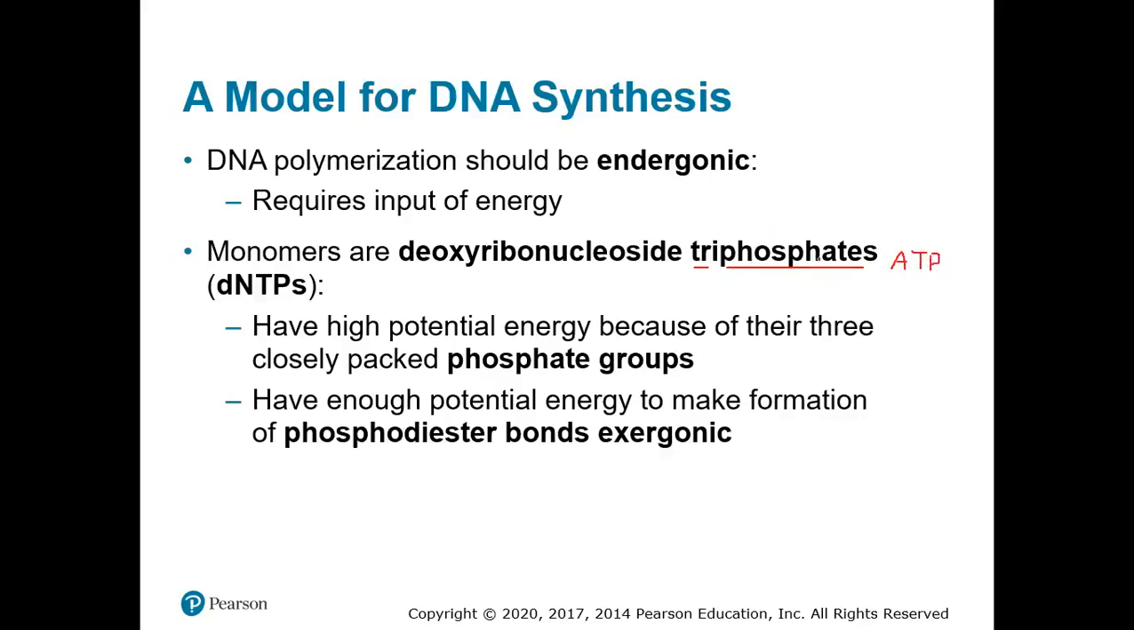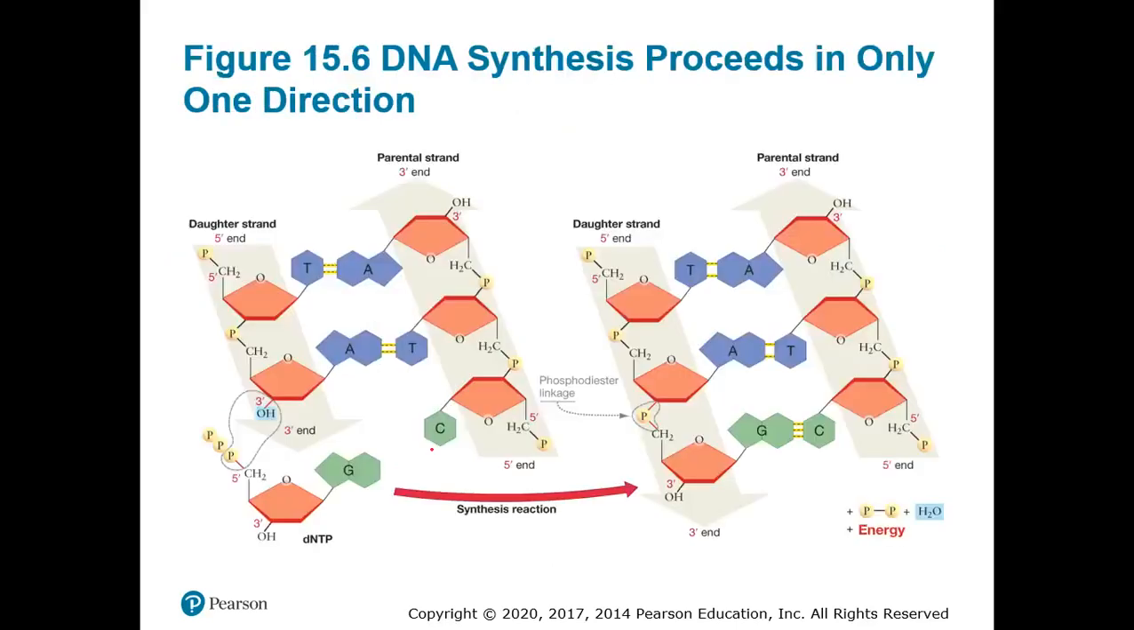We are adding these bases with all of these phosphate groups because they have extremely high potential energy. Remember, anytime we have a bunch of phosphate groups together, they're all negatively charged. They don't want to be there, and so they have very high potential energy. They're going to release a lot of energy. So whenever we add in these monomers with those phosphate groups, when we pop off those phosphates, enough energy is released in order for that phosphodiester bond to form.